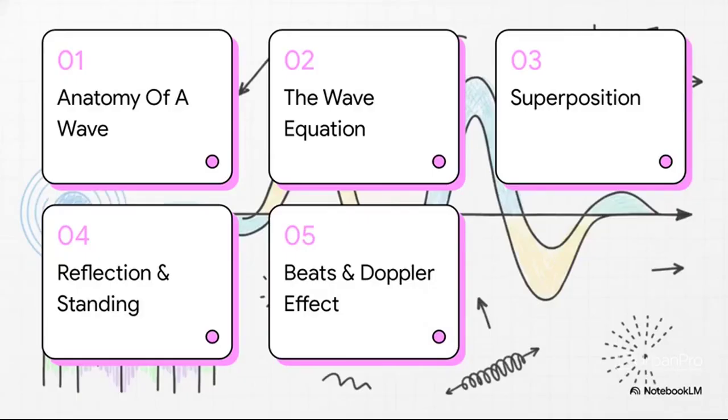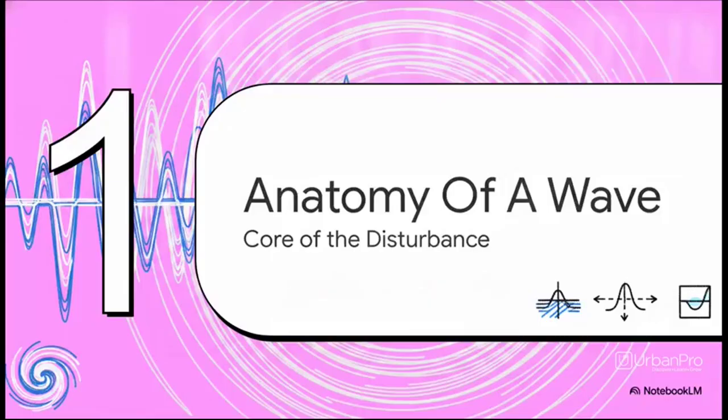Okay, so here's our game plan for today. We'll start with the anatomy of a wave, move into decoding the wave equation, look at the principle of superposition, explore reflection and standing waves, and wrap up with beats and the Doppler effect. All right, let's dive into Section 1, Anatomy of a Wave, the core of the disturbance.